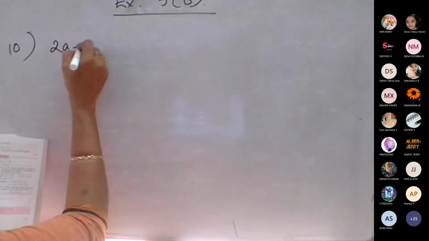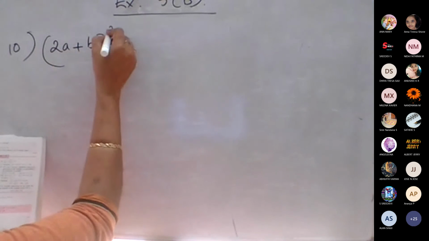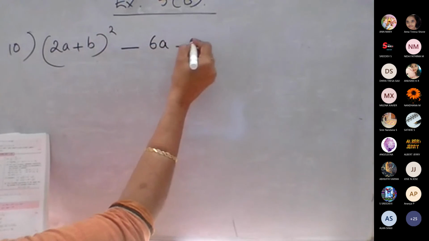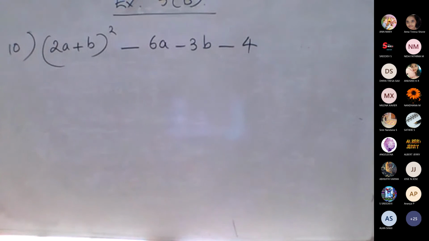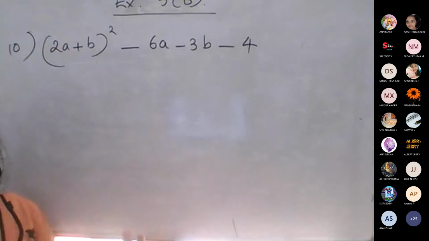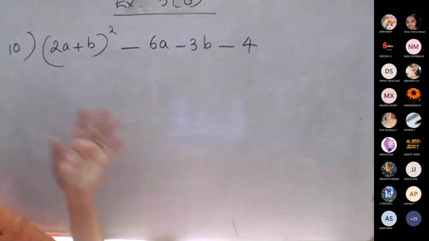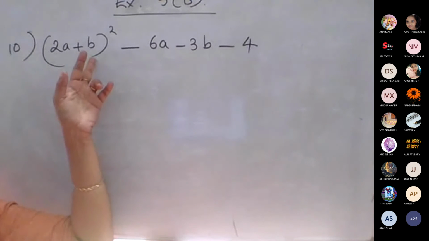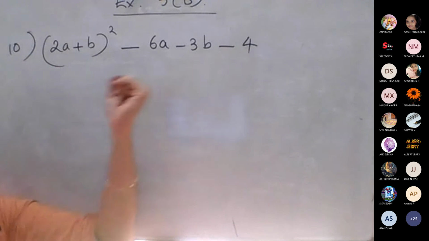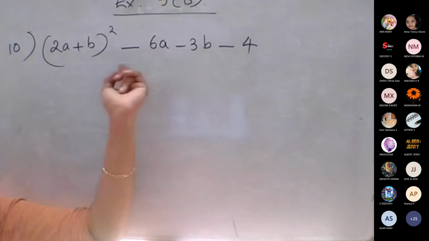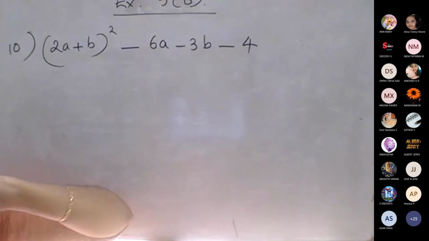2a plus b the whole square minus 6a minus 3b minus 4. Listen to me properly. Wherever we see brackets like 2a plus b whole square, if we expand the bracket it will be difficult and too lengthy. So for 2a plus b whole square, we can make the same kind of adjustment here.